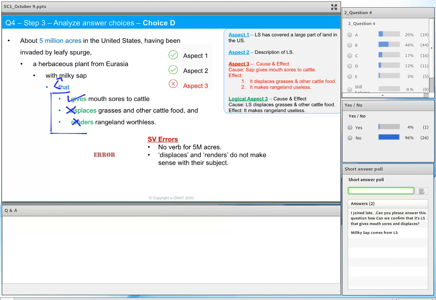So that's my logical issue with the subject making sense with their verbs. Also, the cause and effect has been taken away. See, comma plus rendering, that was presenting the effect of the action of displacing grasses, is now gone. So that's another meaning error that we have here. And the most blatant error in this choice is that 5 million acres has no verb. So grammatically and logically, on both perspectives, choice D is incorrect.